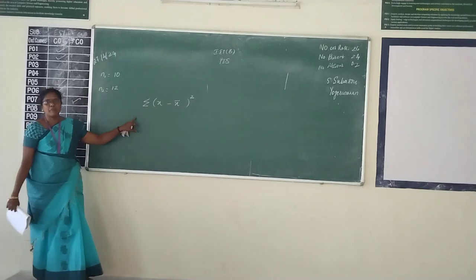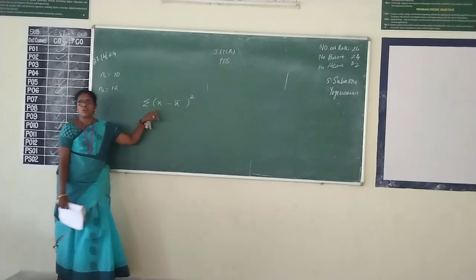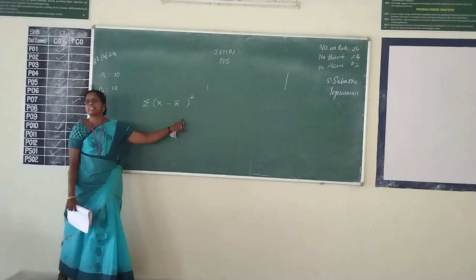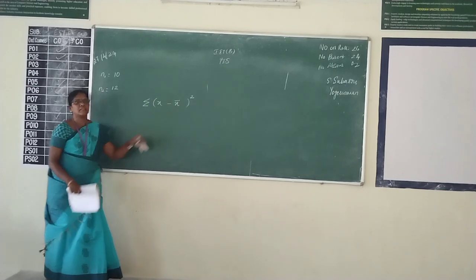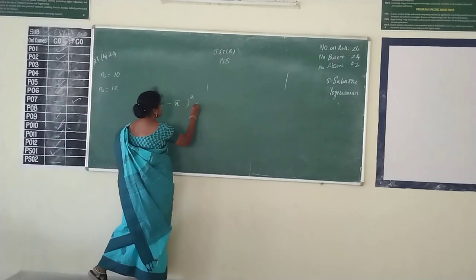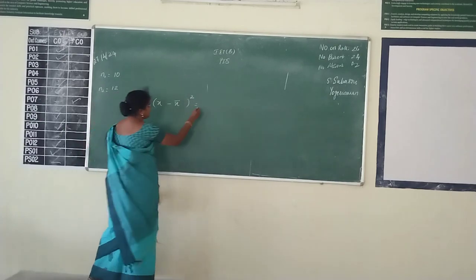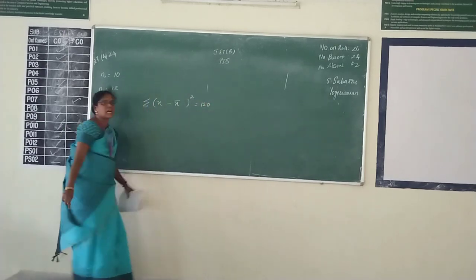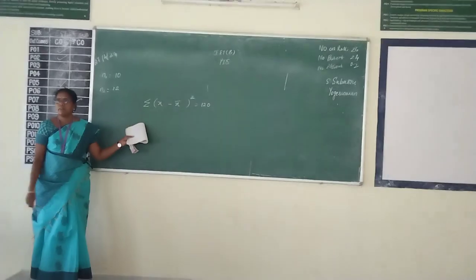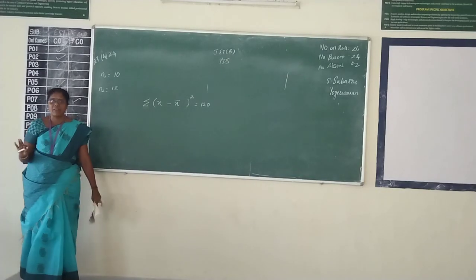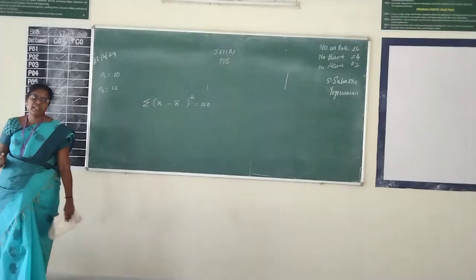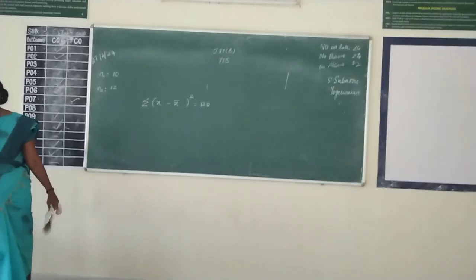Okay. Sum of the squares of the deviations of the sample values from the sample mean. You are given that this total value is 120 for the first sample. Can you understand? You are not given the average, variance or standard deviation. You are given only this.